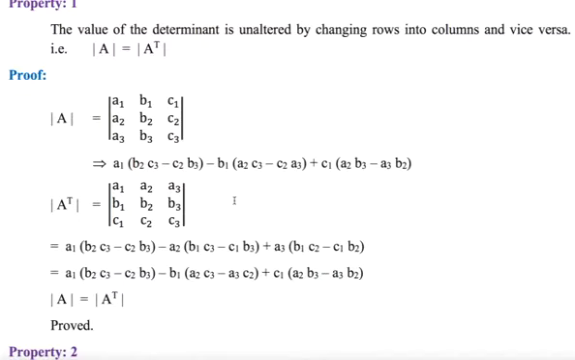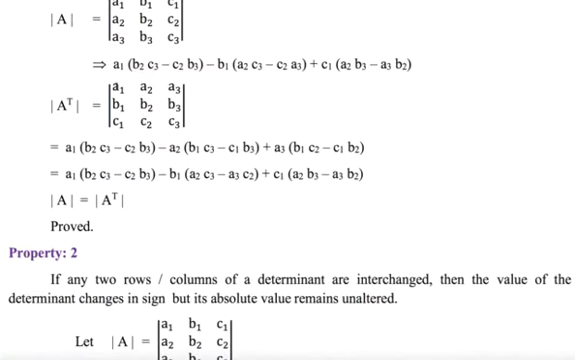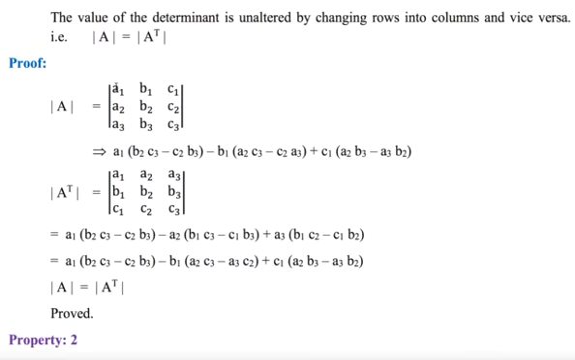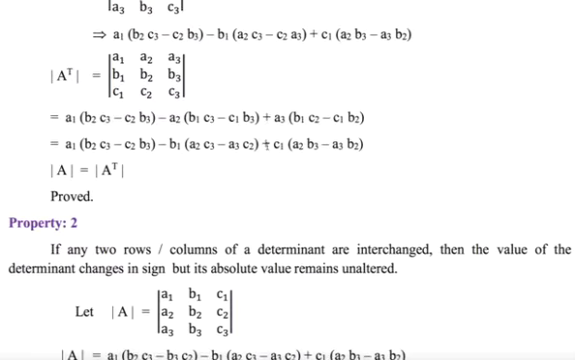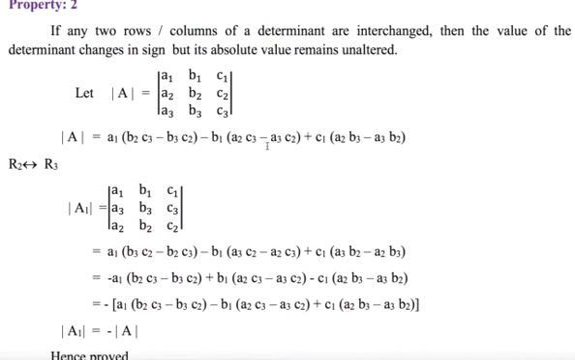Properties of determinants. A and A transpose have equal determinant values. If any two rows or any two columns of a determinant are interchanged, then the value of the determinant changes its sign. Its absolute value remains unaltered if you interchange any two rows or two columns. Then the sign will change. Fair enough.